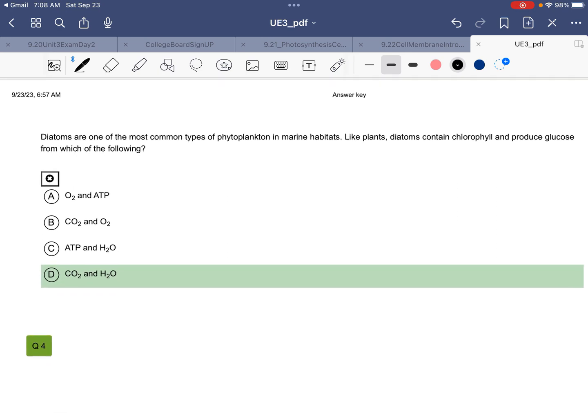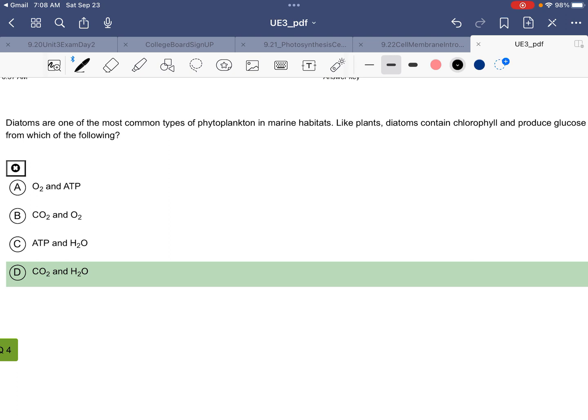For this one, they like to do this type of question. So it's giving a description and you have to tie it in and make a connection as to what it is. It's a little bit of a push with the critical thinking. So diatoms are the most common types of phytoplankton in marine habitats. Like plants, they contain chlorophyll, produce glucose from which of the following.